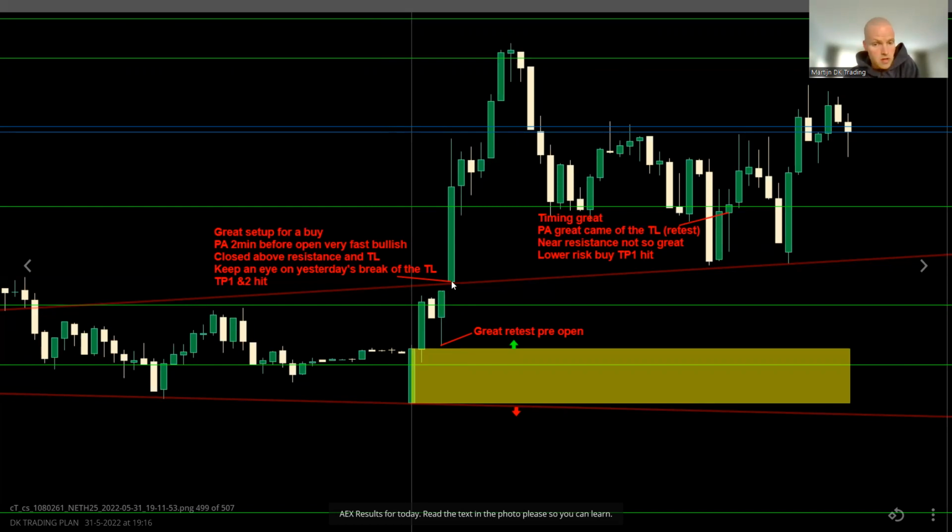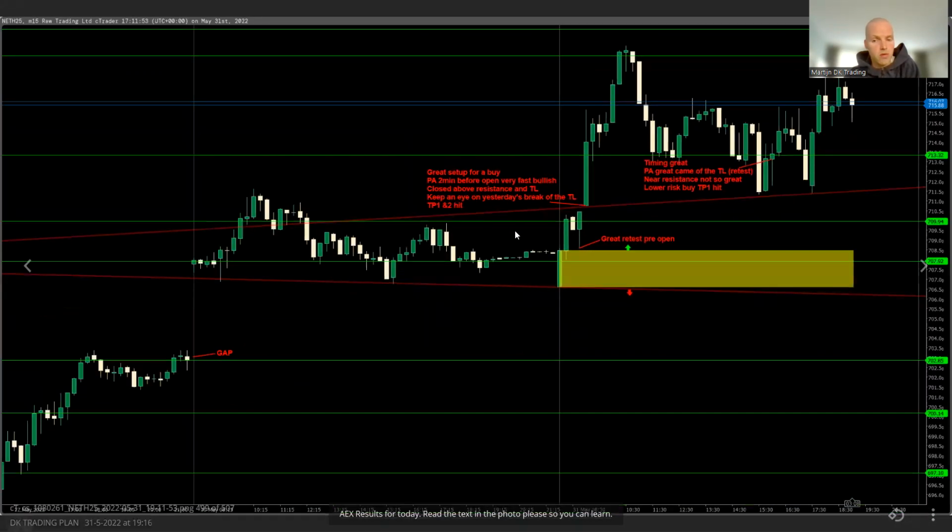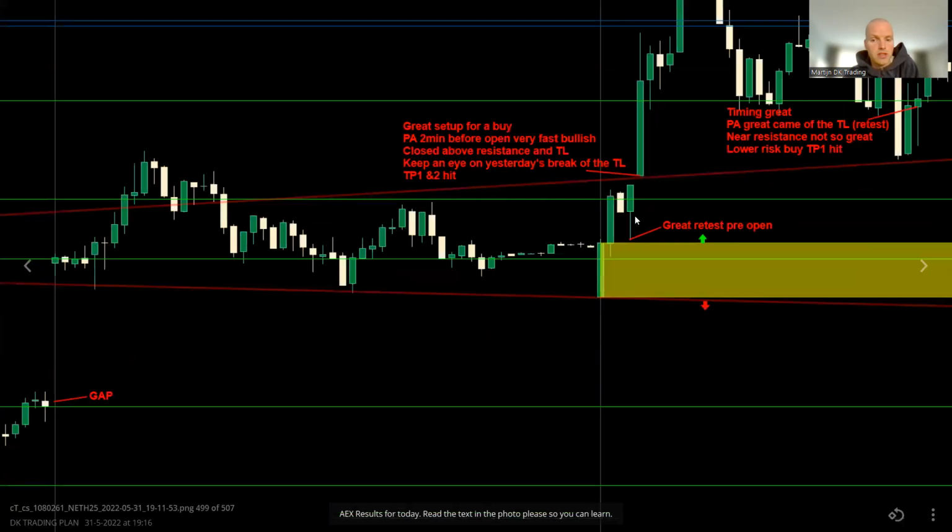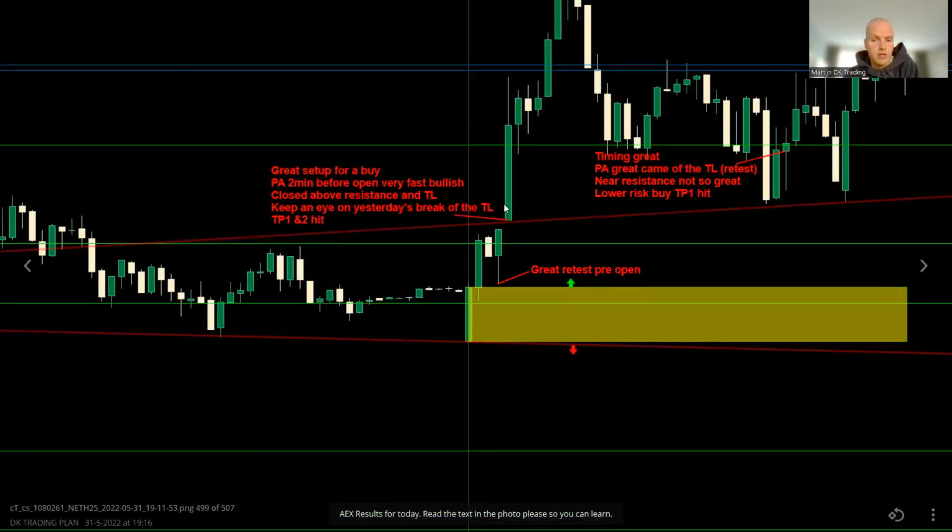So in a matter of 2 minutes, with the open and all the manipulation from the day before, it's a good setup. And also the risk parameters are good. Even if price did not do what it did, it was still a good setup, and I would have traded it with a buy and a stop loss just below this week, 2-3 pips below. And also a close above resistance, right? And the trend line, so that's a good one. The open is off above the trend line.